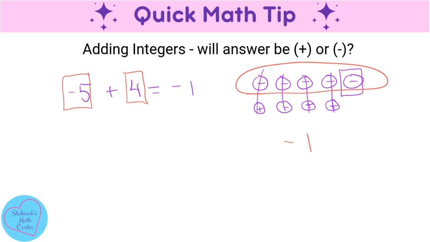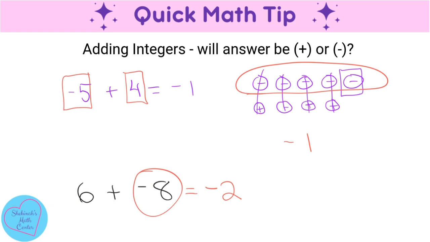Let's complete one more problem. If we have 6 plus a -8, we have 6 positives and we have 8 negatives. We have more negatives. So the difference between 6 and 8, that would be 2. And then what do you have more of? We have more negatives. So our answer is a -2.